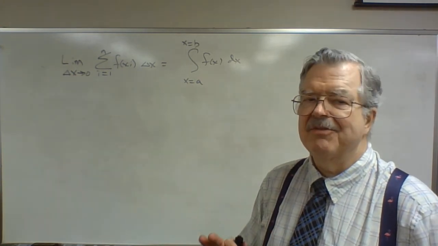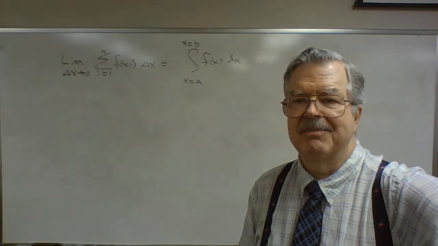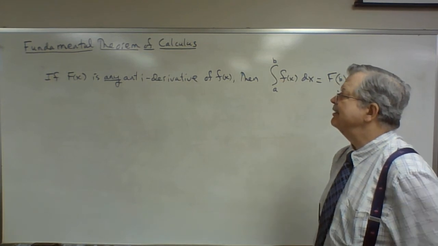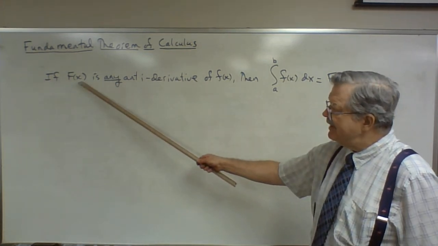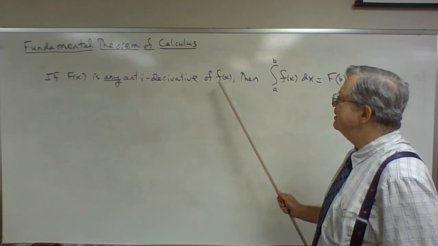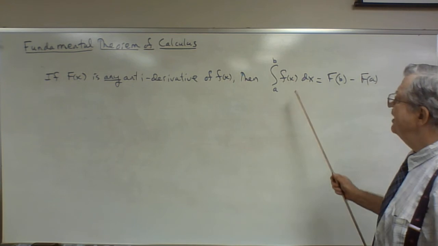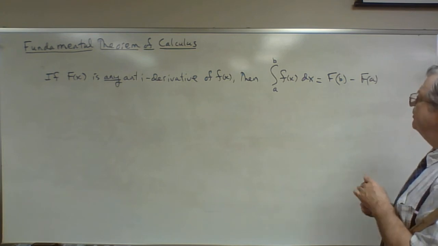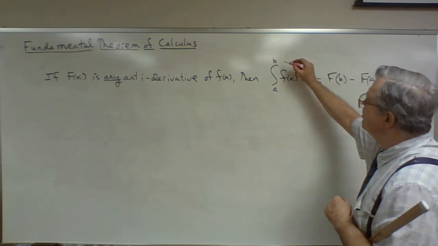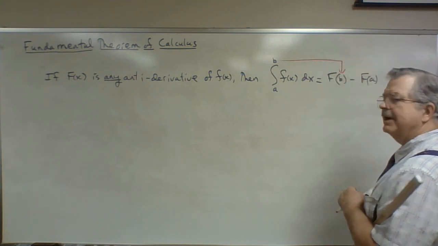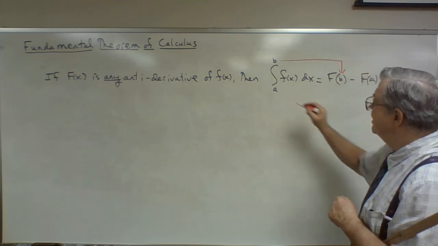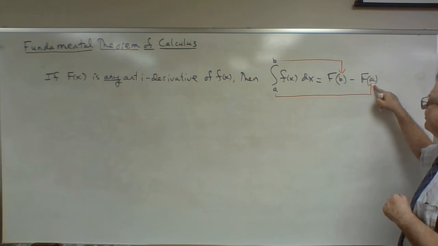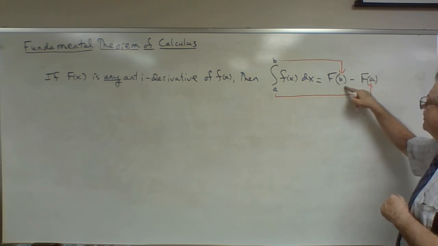Now we'll get on to the rest of what the fundamental theorem of calculus tells us. If capital F of x is any antiderivative of little f of x, then the definite integral of f of x from a to b is computed by taking the upper limit of integration and plugging it into capital F of x, taking the lower limit of integration and plugging it into capital F of x, and subtracting one from the other.